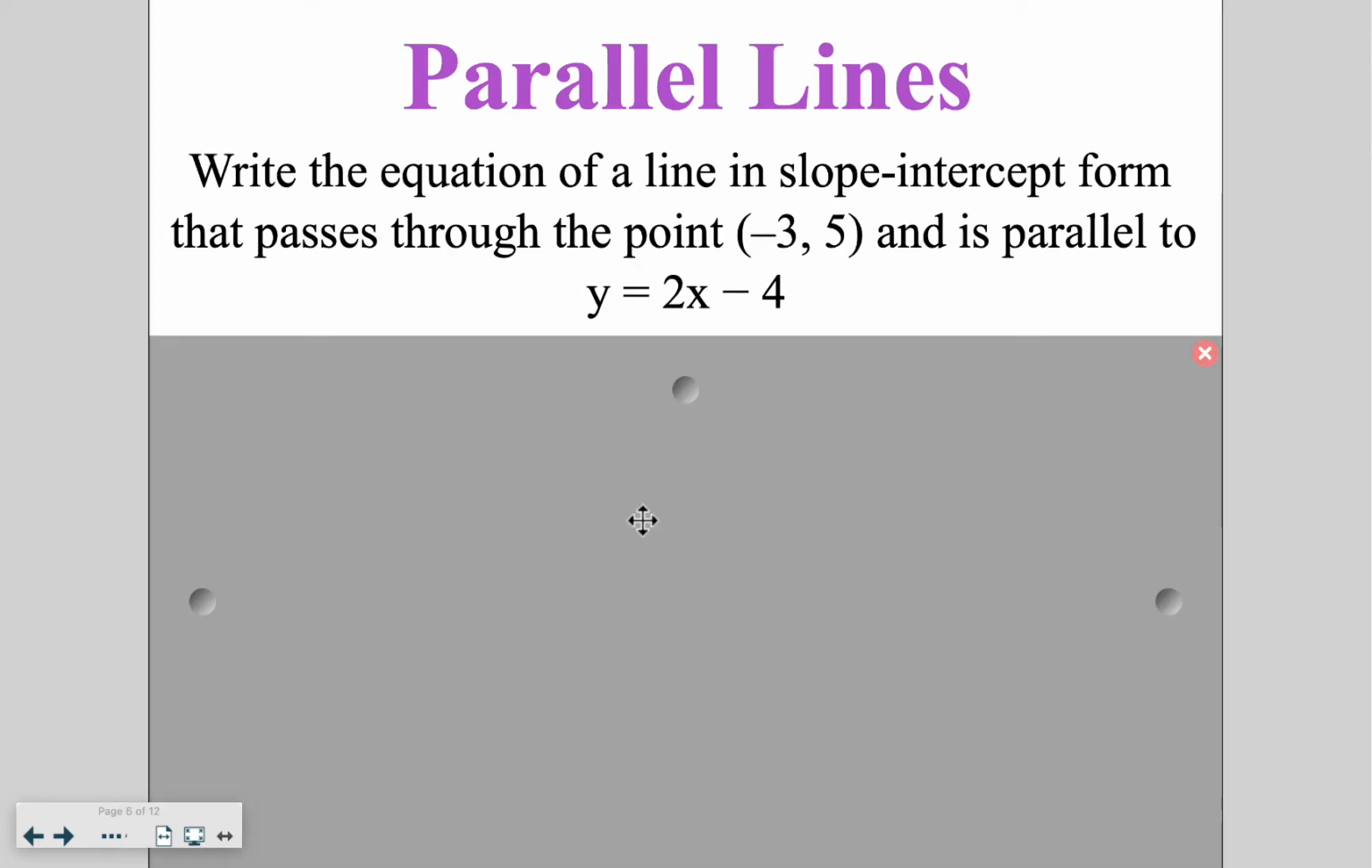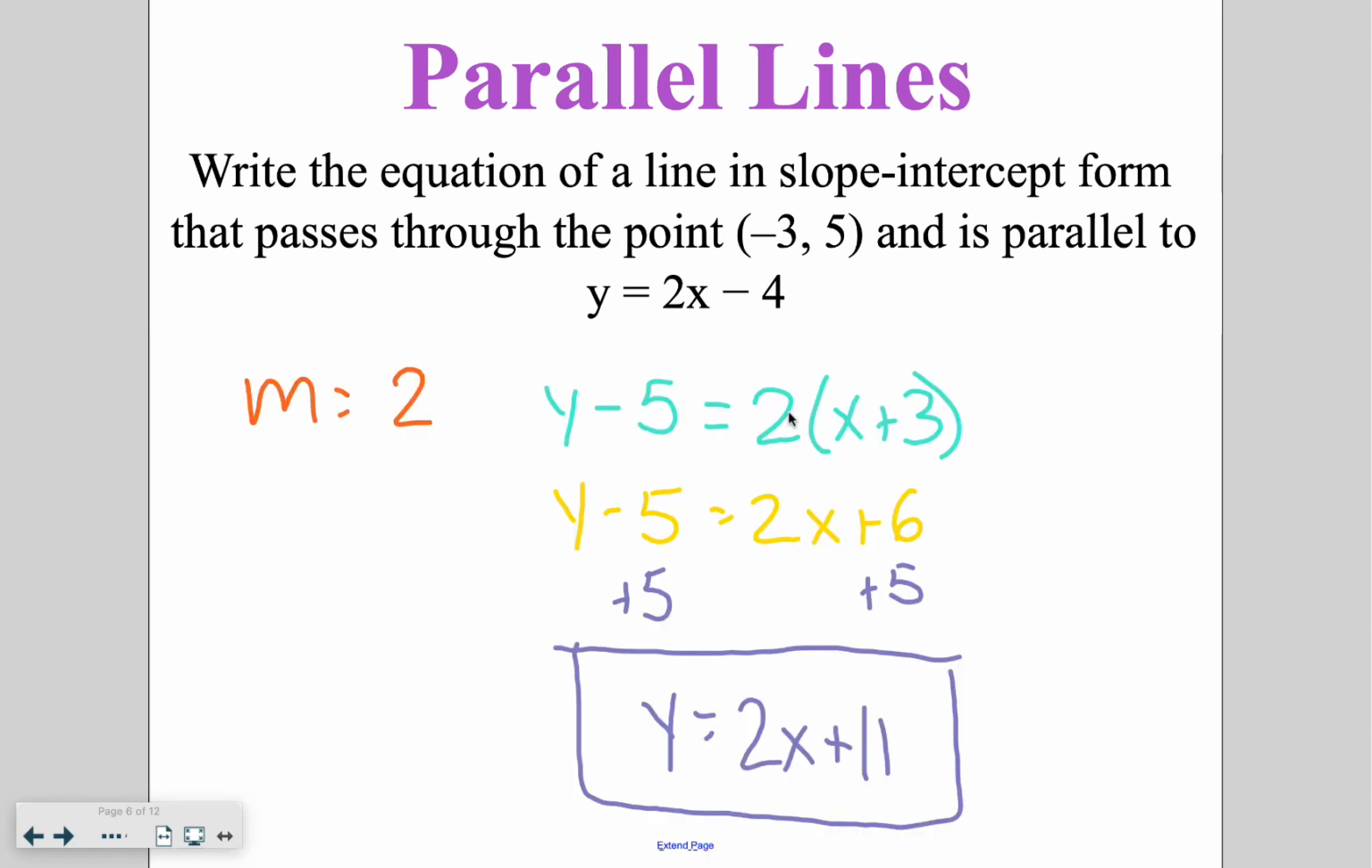Go ahead and try this one on your own. Your parallel slope this time keeps it the same at 2. We plug our point and our slope into our slope-intercept form, distribute, and add the 5, and I get my parallel line is y is equal to 2x plus 11.